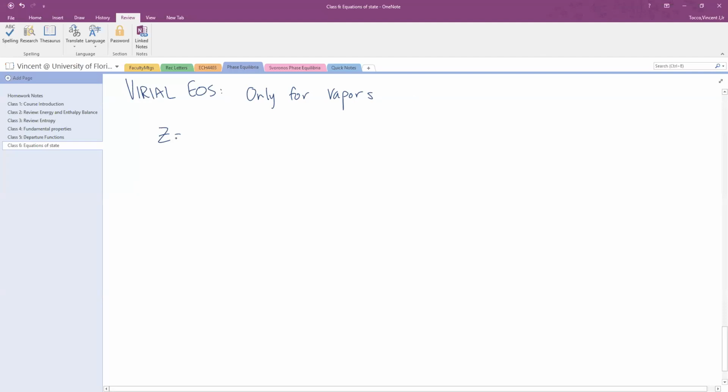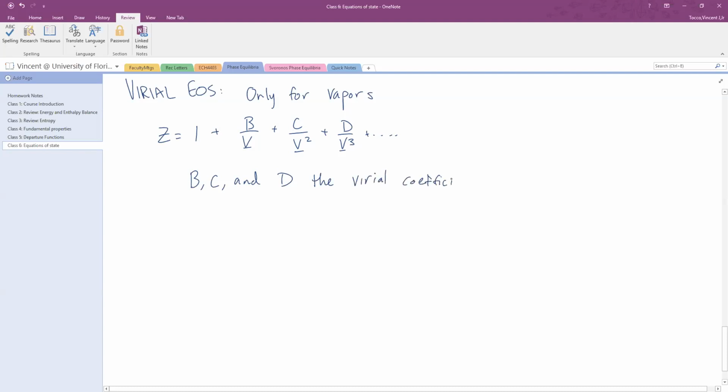Virial equation of state is usually written in terms of Z, and it's Z is equal to 1 plus B over V underbar plus C over V underbar squared plus D over V underbar cubed, so on and so forth. So you can go as far out as you want, and each one of these terms is adding a little bit of accuracy, but each one of these terms is less and less important. This is analogous to a Taylor series expansion, and you call B, C, and D the virial coefficients.